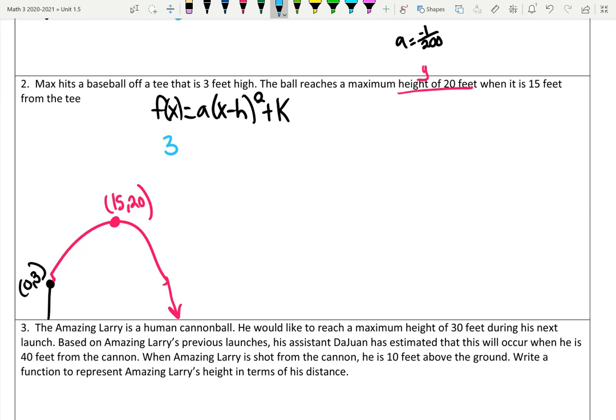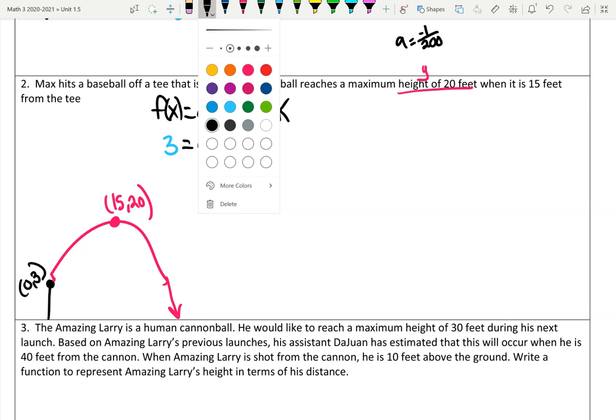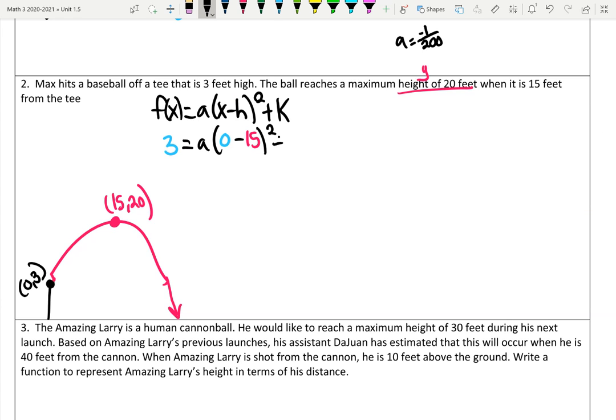I'm going to plug in 3 is equal to a times, what is my x value? Okay, looking, it's 0 minus 15, squared, plus the k value is 20. Let me be consistent with my colors. If it helps you, you can go ahead and make a key. You can say h is 15, k is 20, x is 0, f of x is 3. Whatever you need to be successful.